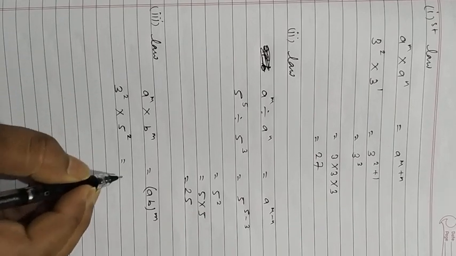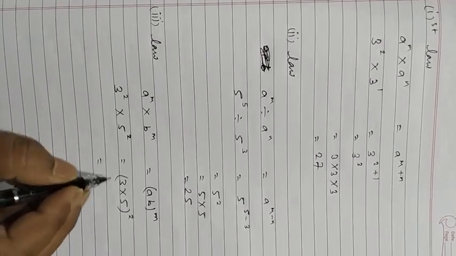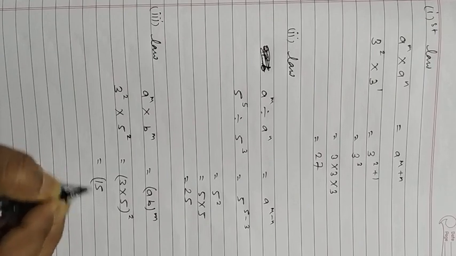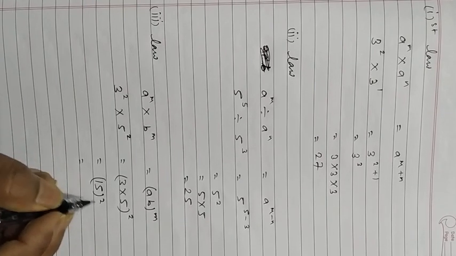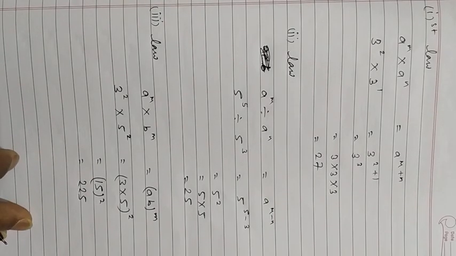So 3 into 5 raised to power 2. So 3 5 is 15, and the square of 15 gives you 225. Okay.